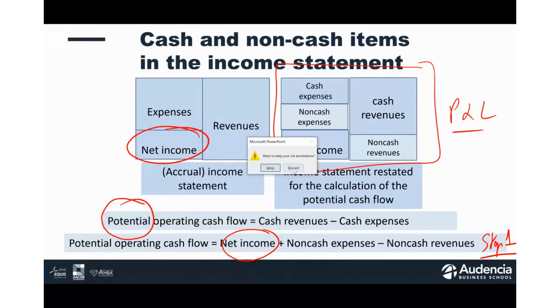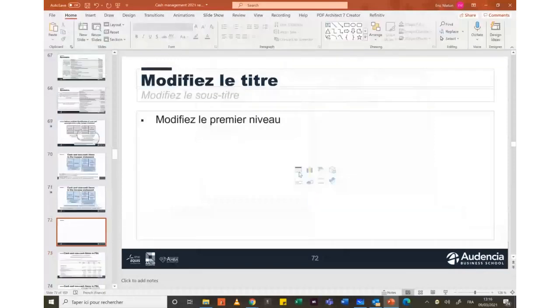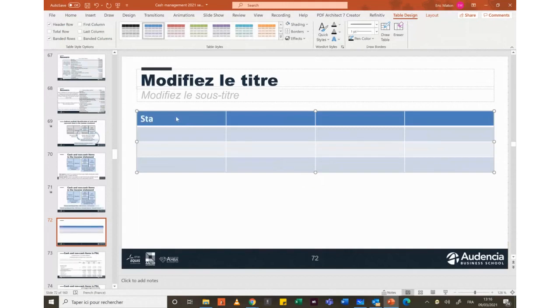Here, I create a new slide. Home, new slide. I create columns. I will put 4 columns and different lines. So what is the starting point in your indirect methods? In function of the starting point, you don't eliminate the same non-cash expense and non-cash revenue in order to finish with the potential operating cash flow.